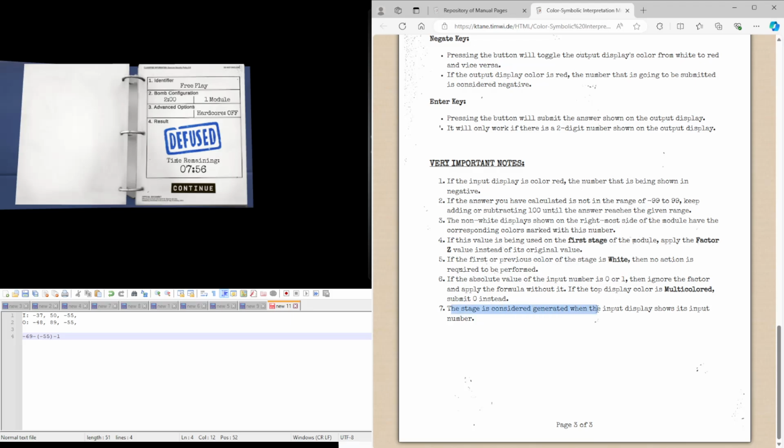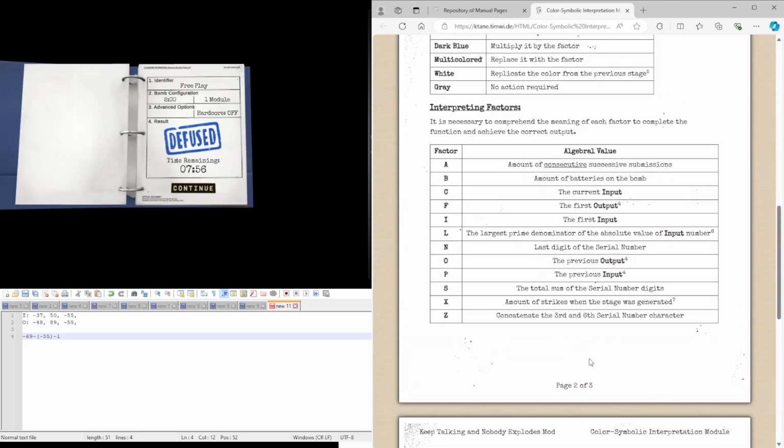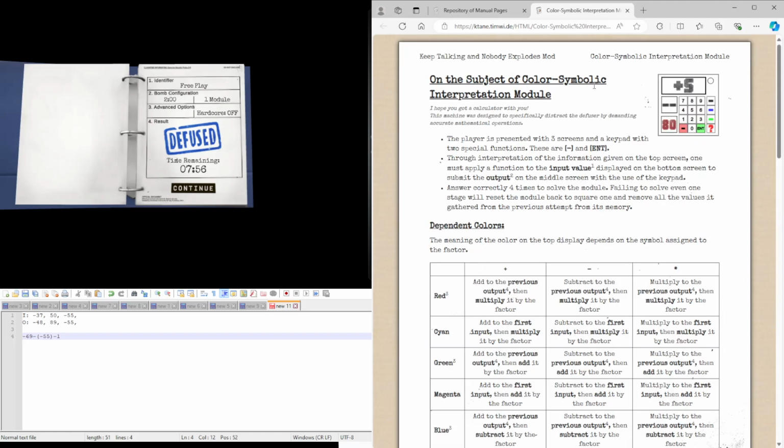Finally, the stage is considered generated when the input display shows the input number. That's for the strike rules, if you have an X here. Other than that, I don't think there's really anything else I have to explain. The other buttons were self-explanatory. Minus negates the number, enter enters your input. So, hopefully, Color-Symbolic interpretation module makes a bit more sense now, and I'll see you guys in the next tutorial. I'll see you later.